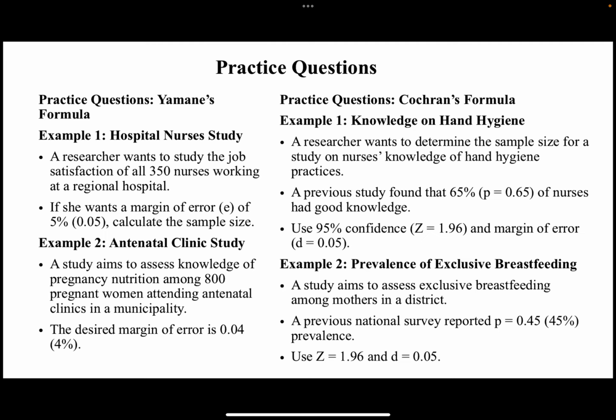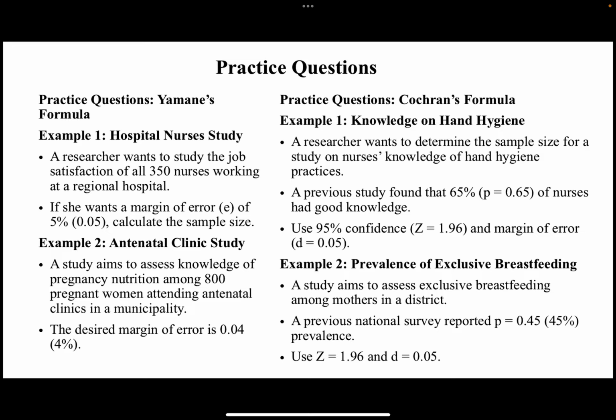Now, if you are using the Cochrane formula all the time, the confidence level you have to use is 95%, and the Z-score for 95% confidence level is 1.96. The margin of error, D, will be 0.05.